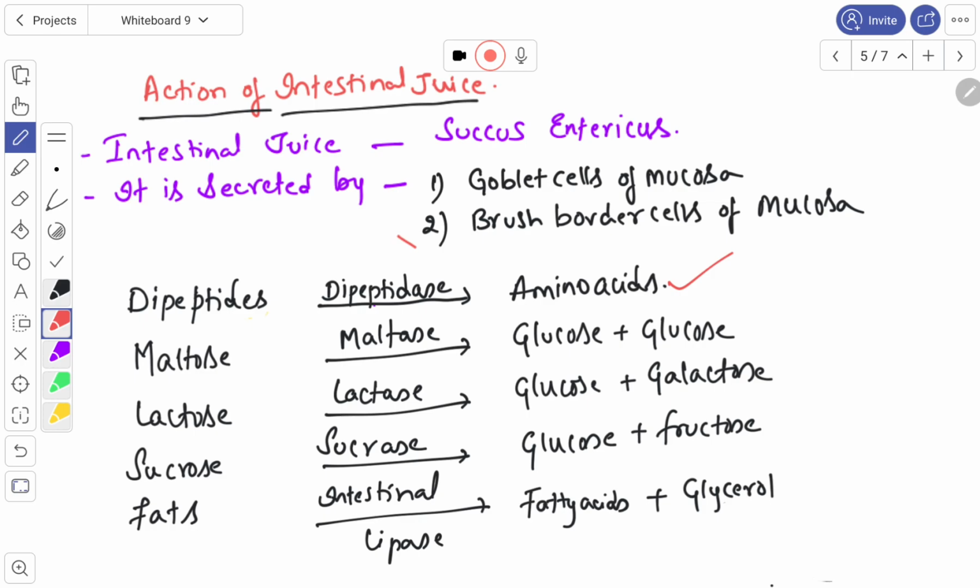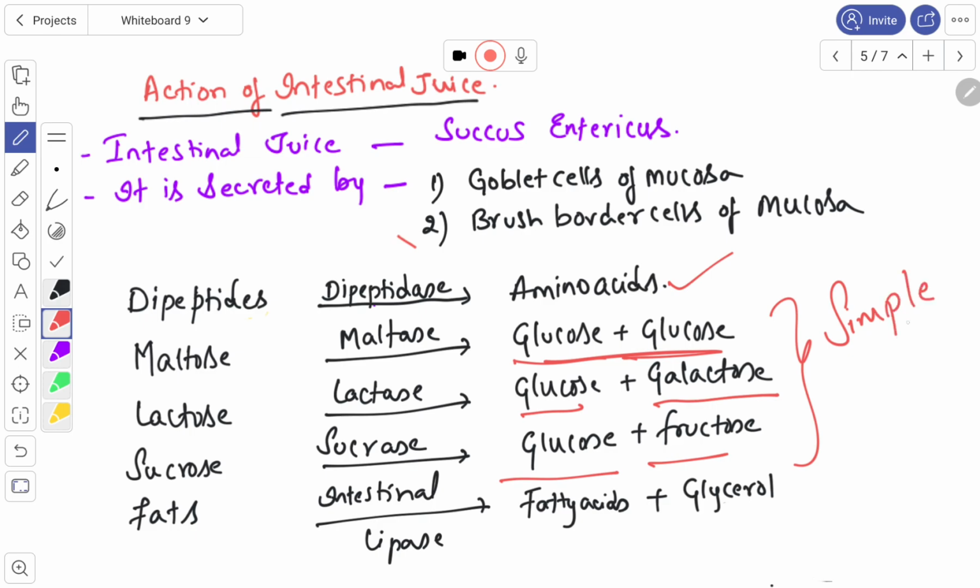Now let us go for the next one, carbohydrates. Maltose in the presence of maltase is converted into two molecules of glucose. Similarly, lactose in the presence of lactase is converted into glucose and galactose. And sucrose in the presence of sucrase is converted into glucose and fructose. All these three are simple sugars. Similarly, fats in the presence of intestinal lipase are converted into fatty acids and glycerol.